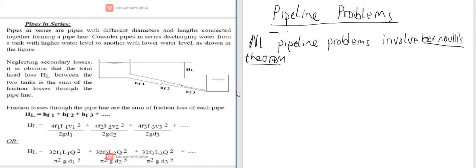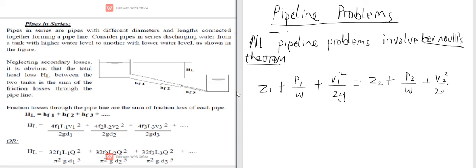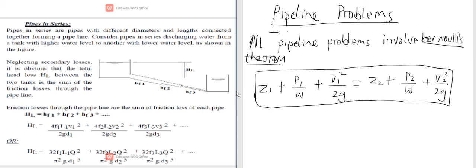You remember this formula: Z1 plus P1 over W plus V1 square over 2G is equal to Z2 plus P2 over W plus V2 square over 2G. Do you remember this formula? If you do, this is a formula that simply states Bernoulli's theorem. Now, all pipeline problems involve Bernoulli's theorem.